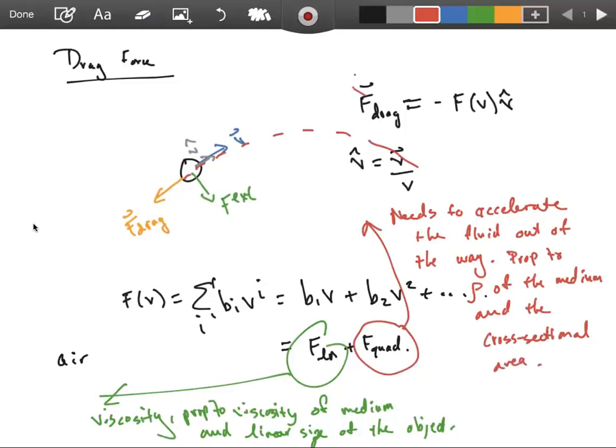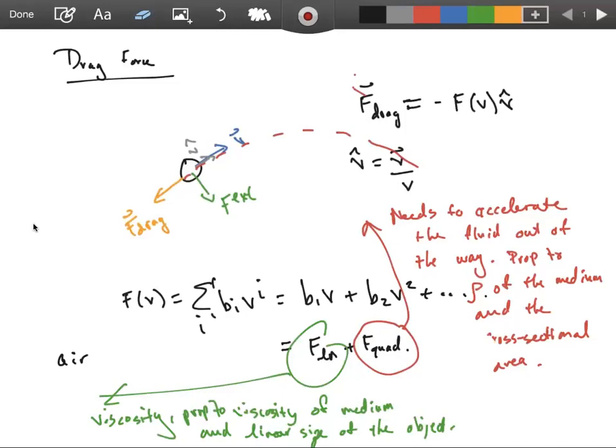So now typically what ends up happening, in most cases, as long as we can do this Taylor series expansion, which we can't always do, but let's assume that we actually can, is that one of these two terms will be dominant over the other term. That basically just means that in most realistic cases, if it's moving slow enough, then it's going to be dominated by the linear velocity. But if it's moving fast enough, then it'll be dominated by the quadratic.